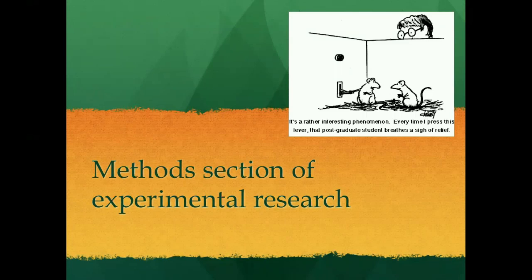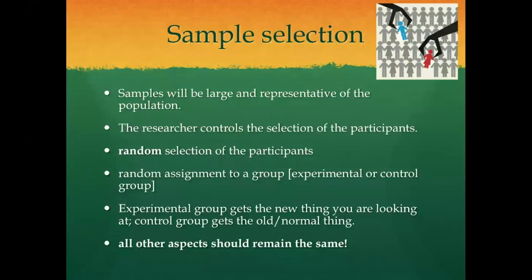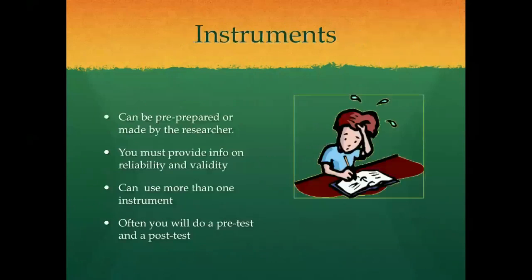For sample selection, they should be large and they should be representative of the entire population. The researcher will control the selection of the participants, select them randomly, and assign them to your two groups, experimental or control, randomly. The experimental group will get the new thing that you're looking at. The control group will get the old or the traditional thing. Everything else should remain the same.